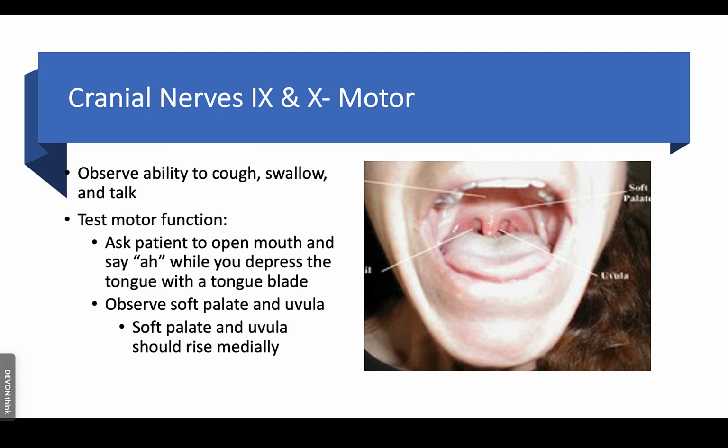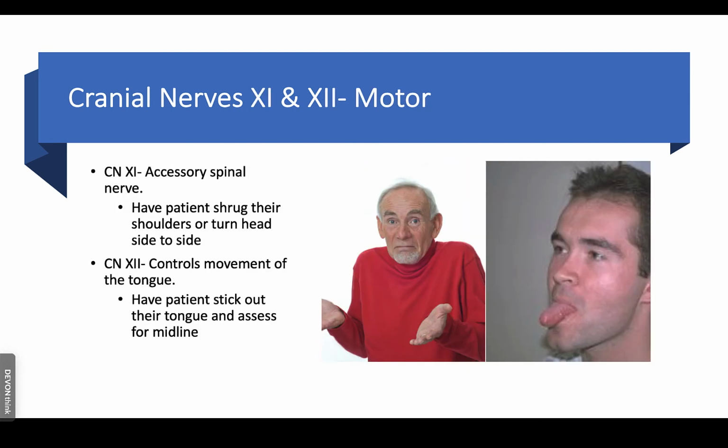In order to do a cranial nerve assessment, your patients have to be cooperative. If you have an uncooperative patient or somebody in a coma, you're not going to be able to test the cranial nerves. It's 11 and 12. Accessory spinal nerve, have patients shrug their shoulders or turn their head from side to side. And then cranial nerve 12 controls their movement of their tongue. This should be a good one for them. They want to stick their tongue out and do na to you.